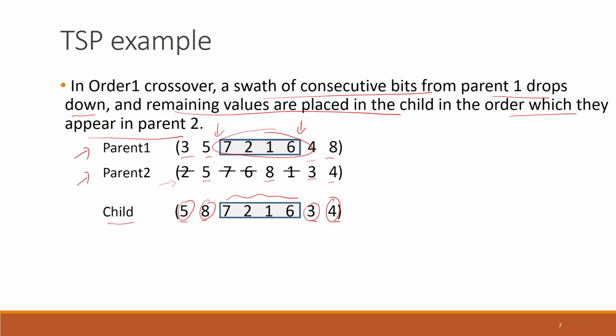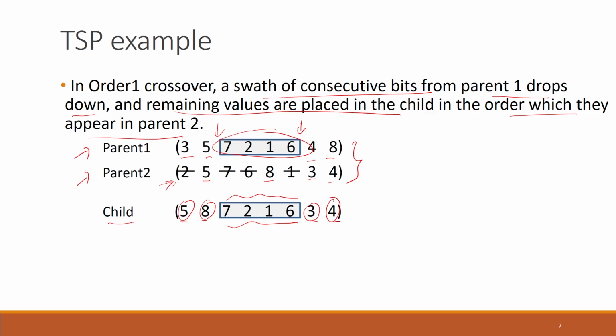You can see here, while generating this string, we used information from both the parents. This part of the string came exactly as it was in parent 1, whereas the remaining bits came in the same order in which they appear in parent 2.